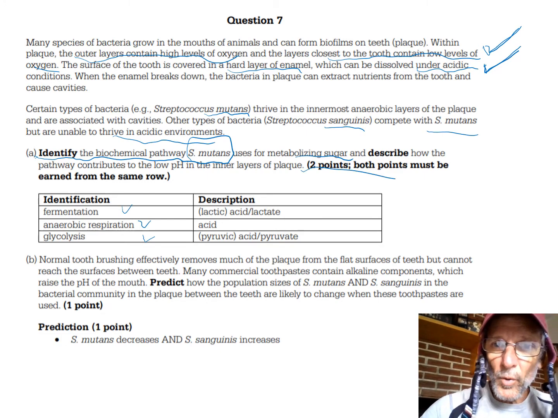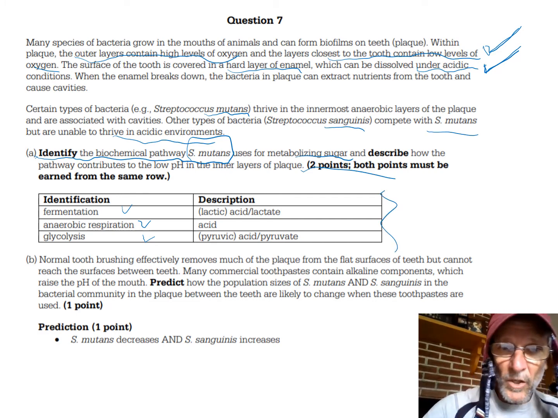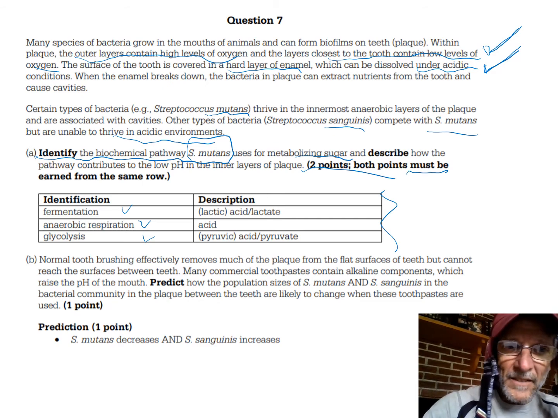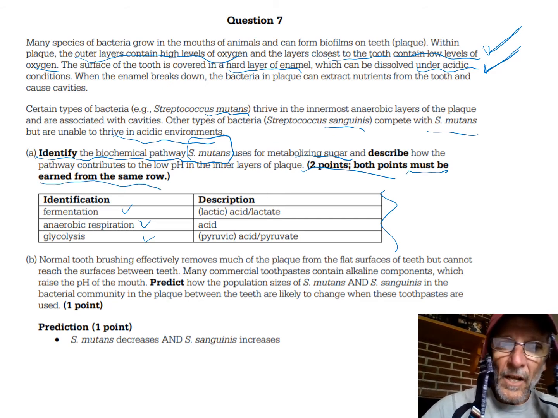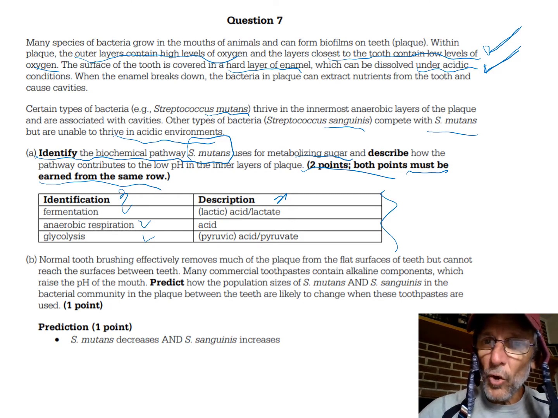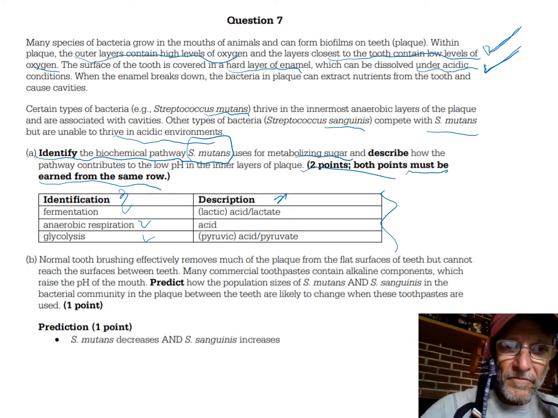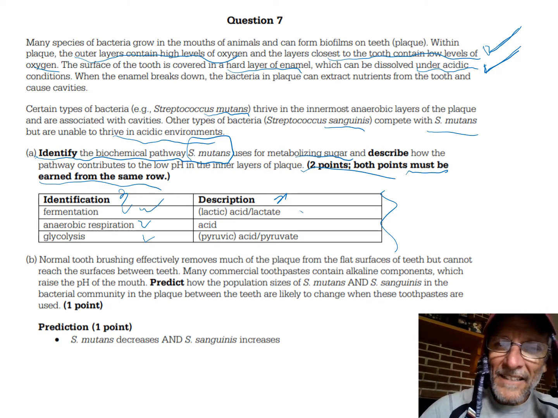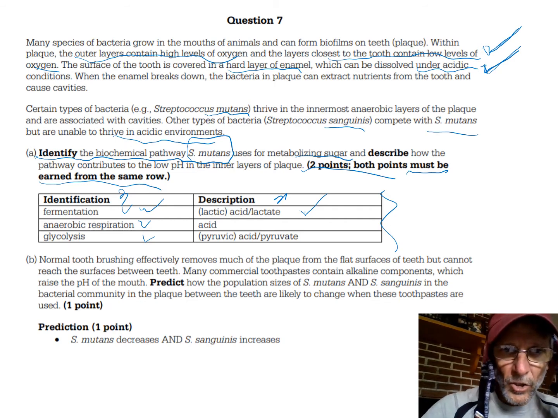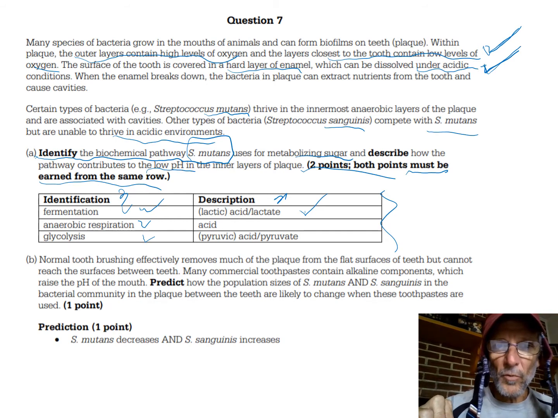So now this is 2 points. And what this box is, well, there's 3 ways you can get those 2 points, but you have to make the right connection between what you put in the identification box and what you use in the description box. So if you said, oh, they live in anaerobic situations, so they do fermentation, they must do the lactic acid kind, and that acid is what's going to make this acidic, that contributes to the low pH.